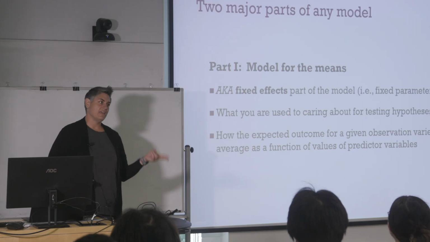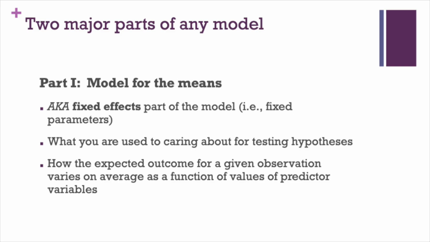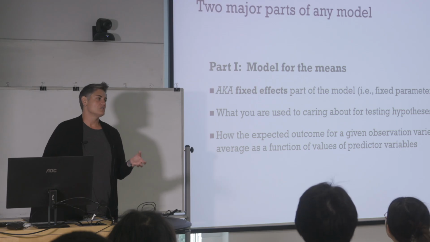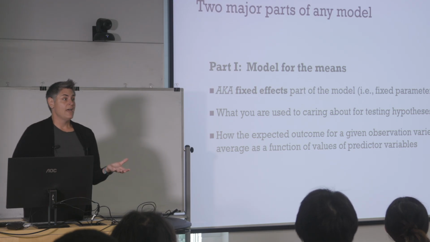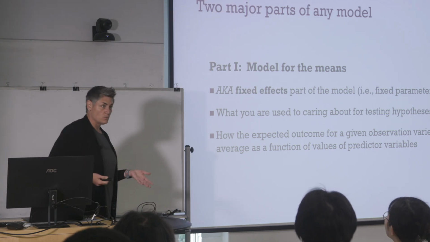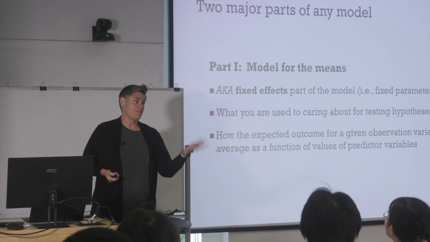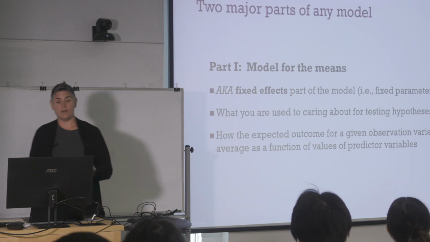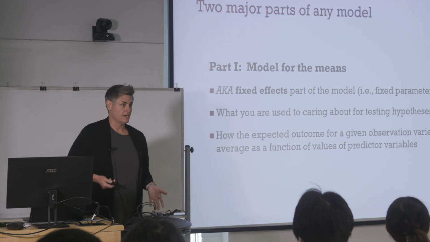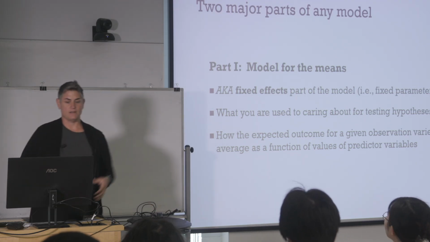And so the key thing about multi-level models is that there are two major parts of any standard regression model, right? One part of the model is the model that we tend to care about most and pay attention to, and I would just call that the model for the means. So these are what we call fixed effects or fixed parameters, and these are like your beta coefficients. And so these are the things that we're used to caring about when we want to predict something. Right, so this is the effect of X on Y. So how the expected outcome for a given observation varies on average as a function of some predictor variables, right? So that's the fixed part because we have these fixed parameters.